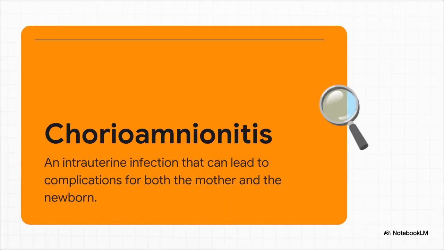So, what exactly is chorioamnionitis? Well, put simply, it's an infection that happens inside the uterus during pregnancy. It affects the very environment where the baby is developing. And this infection, that's our starting point. It's the first domino that's about to fall.